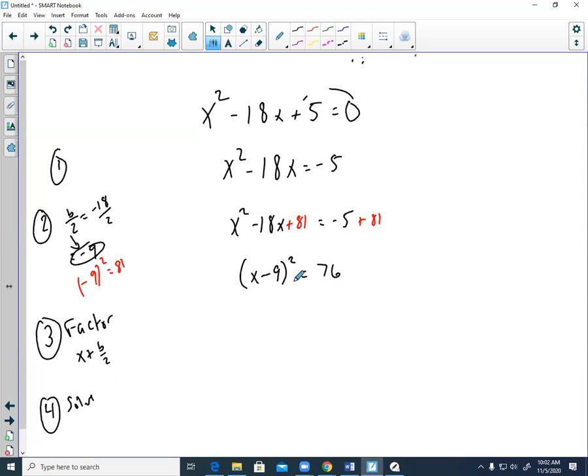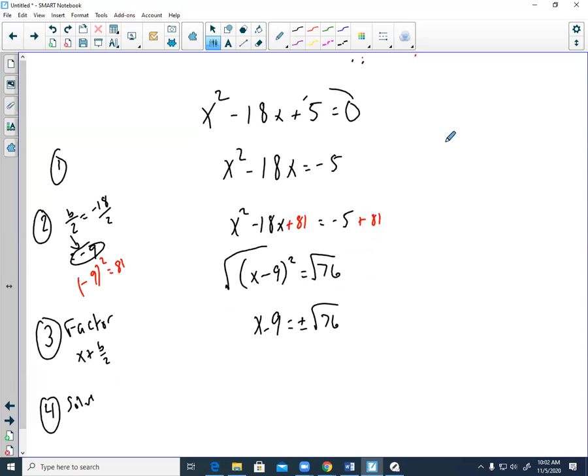Now this step is one that you should already know because we've already done it several times. So we take the square root of both sides. So I get x minus 9 equals plus or minus the square root of 76. Now this is a nice one for us because it's not a negative, but it actually could happen. It could be a negative.